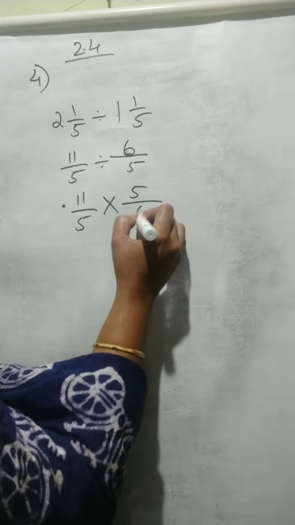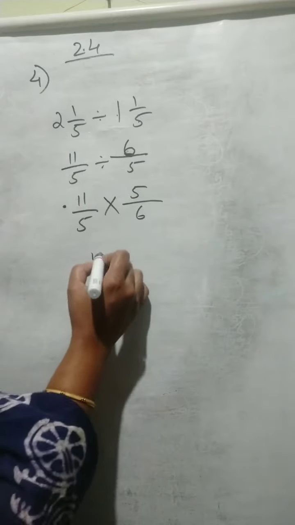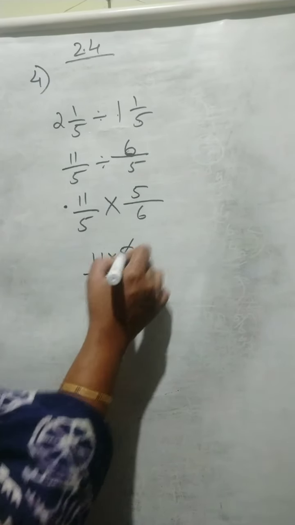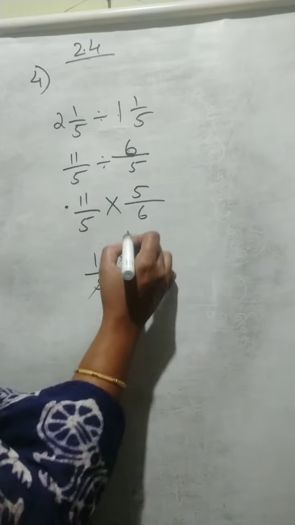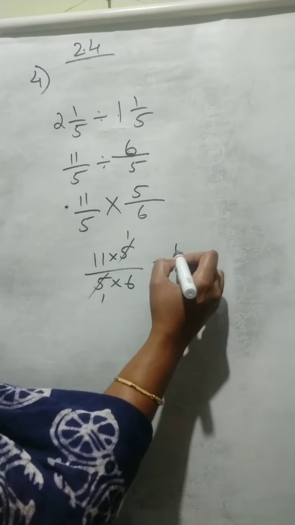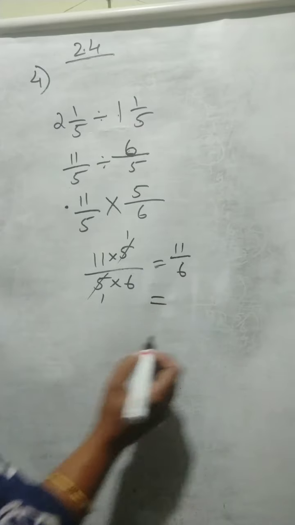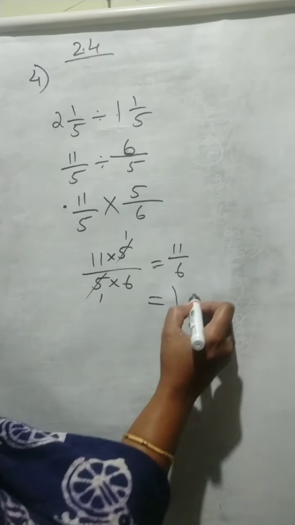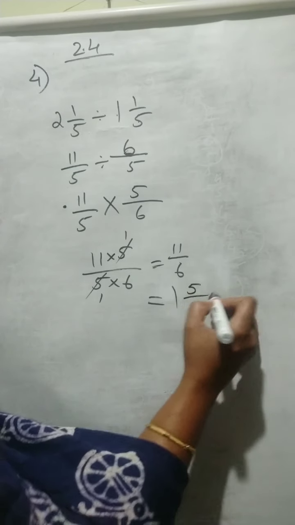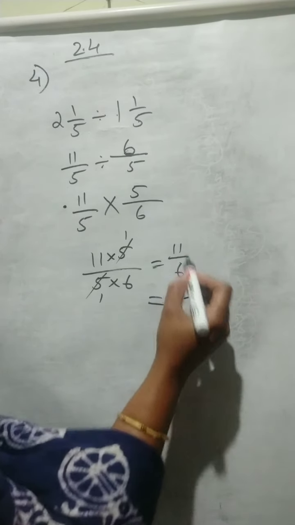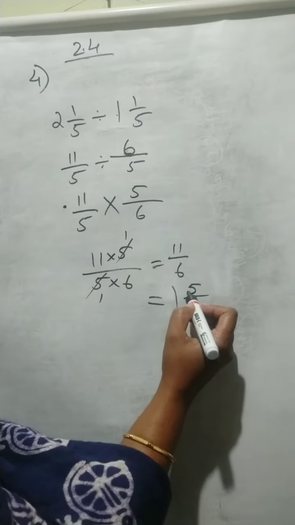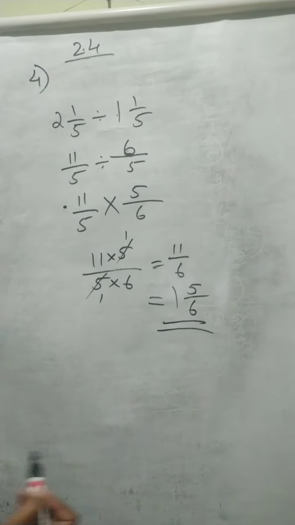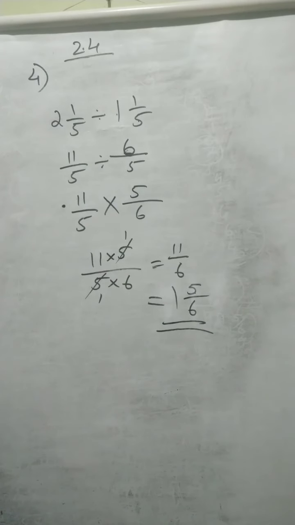That will be 5 on 6 multiplied. Then 11 times 5, then 5 times 6. We can cut these two 5s by 5 itself. We will get 1. Then the remaining will be 11 on 6. How many 6s are there in 11? 1. 1 6 is equal to 6. Then 5 will be the remainder. So that will be the numerator. Then 6 will be here. So the answer is 1 and 5 on 6.